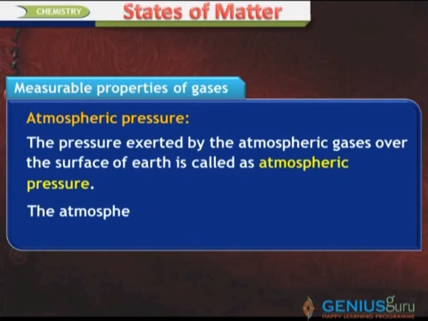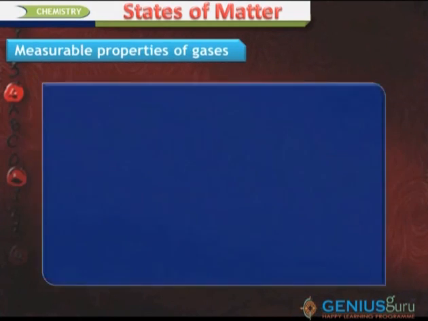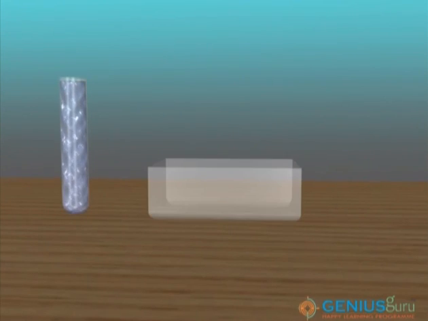How is this atmospheric pressure measured? This is measured using a barometer. Then how can we find out the normal pressure? The normal pressure is measured using a manometer. So look at the difference between the atmospheric pressure and the normal pressure. Normal pressure is measured using a manometer, whereas the atmospheric pressure is measured using a barometer. Look at the first one, that is the barometer. By using this barometer we can find out the atmospheric pressure.